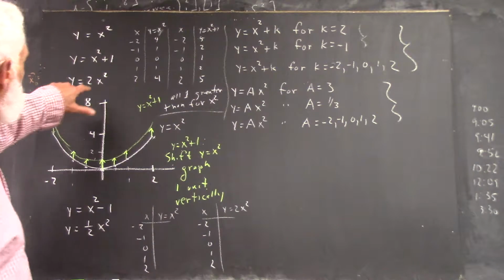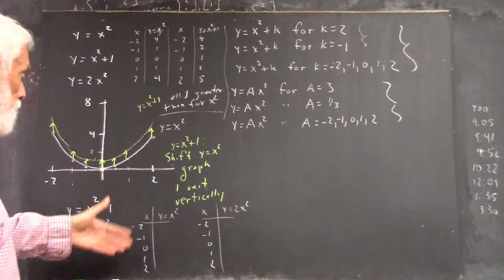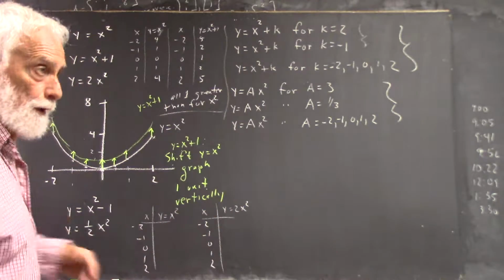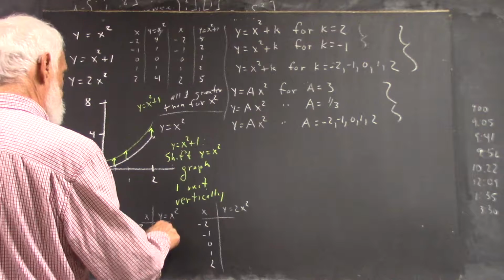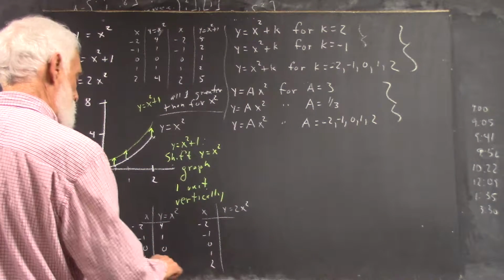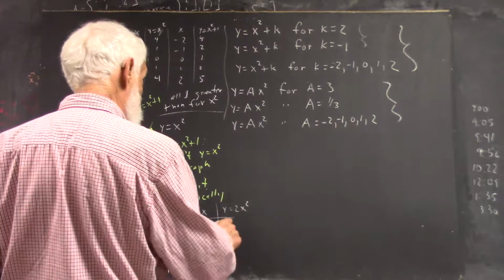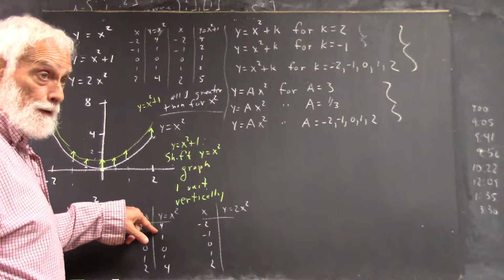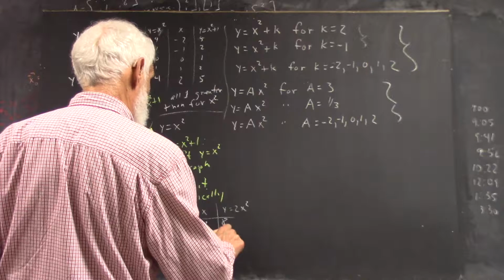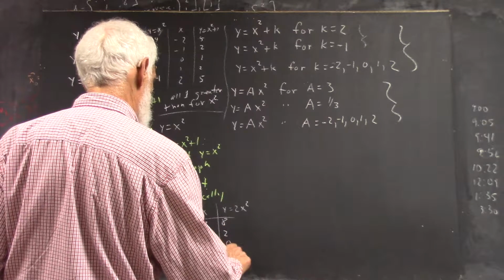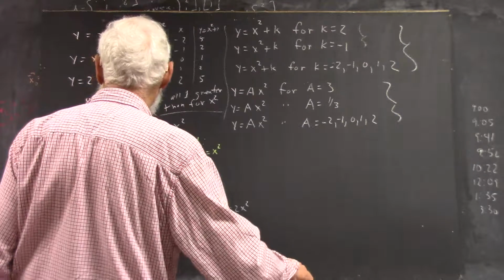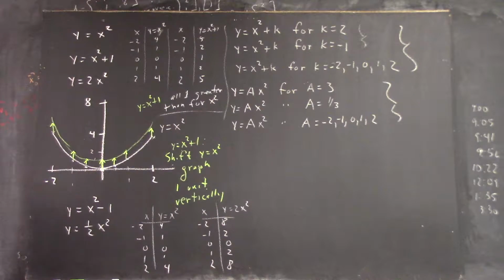Okay, looking at the 2x squared table and graph, and I'm going to redo the graph of y equals x squared just for direct comparison, but not the graph, the table. Okay, if I do 2x squared, well, I'm going to have 2 times whatever I got here, right? That means I'm going to have 8, 2, 0, 2, 8. So what does that graph look like? Well, let's see.